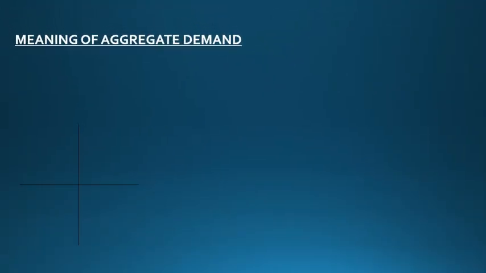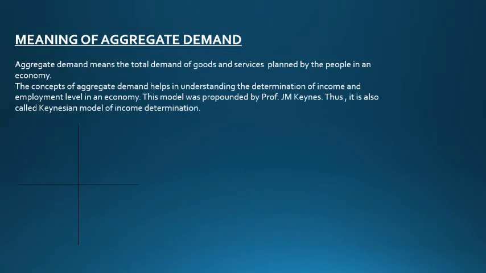Now, what is aggregate demand? Aggregate in simpler terms means total. Therefore, aggregate demand means the total demand of goods and services which are being planned by the people in an economy. This concept of aggregate demand actually helps in determining the level of income and employment in an economy, which was propounded by Professor J. M. Keynes. He is considered one of the renowned economists of all times.